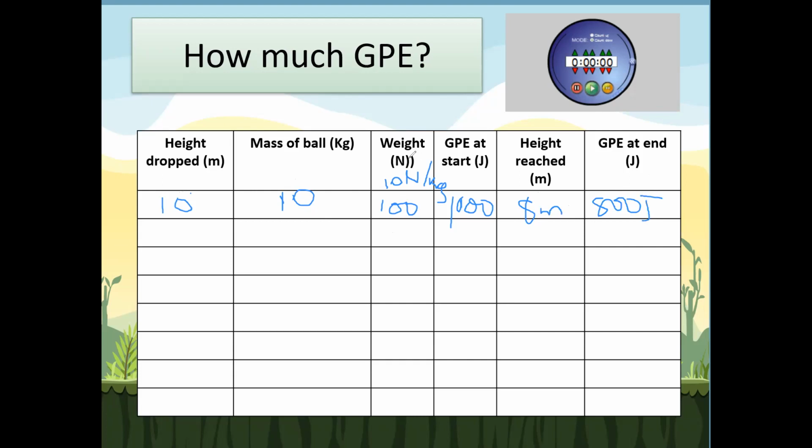So you can create your own example. Remember that the gravity is always 10 newtons per kilogram, so the weight will be 10 times the mass. You can change the height and you get different answers. Okay, so this is an investigation that you could do in school. I hope it's understood.